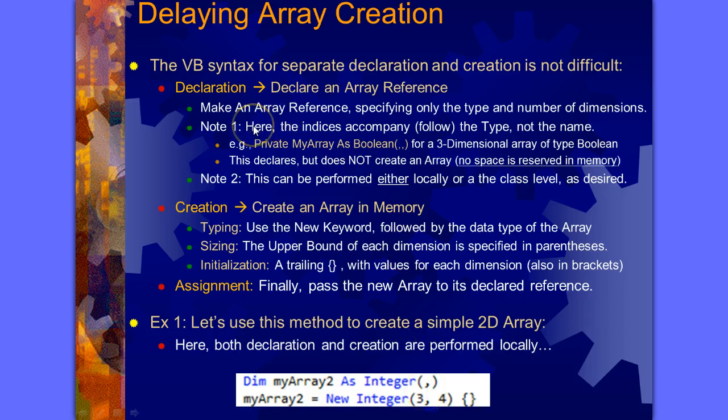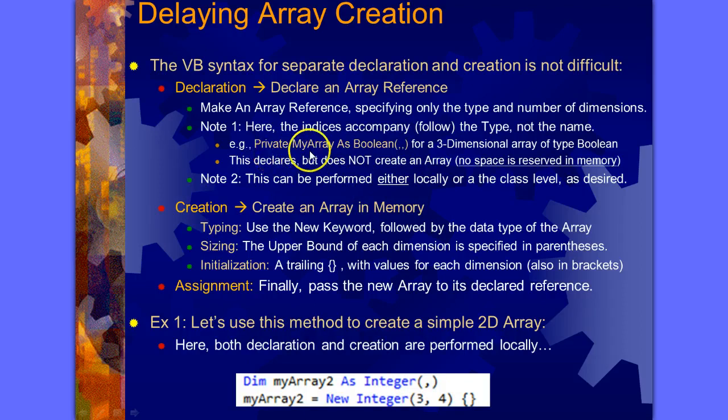Note one, here the indices follow the type and not the name. So he means you put these brackets here, not here. You might think you put them here. Right, because before we did put them here, but when we specified the actual dimensions, we'd put it actually here, but now we're putting it here.